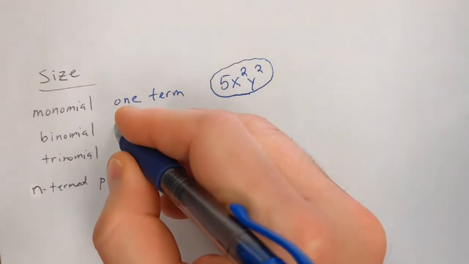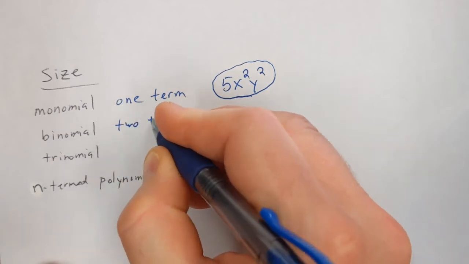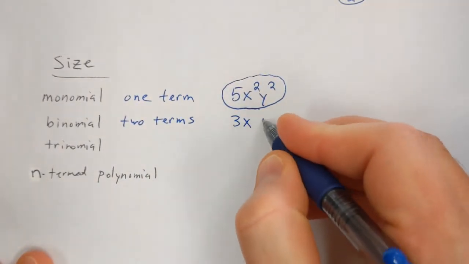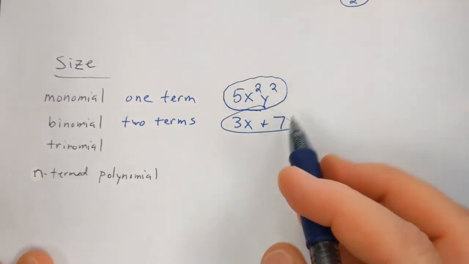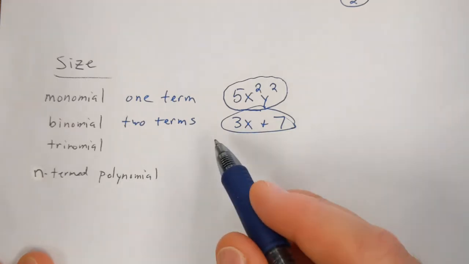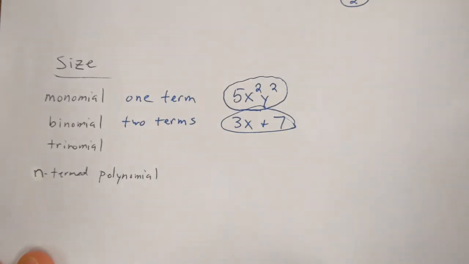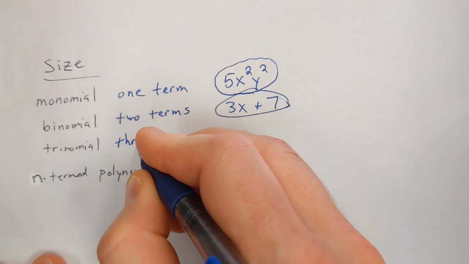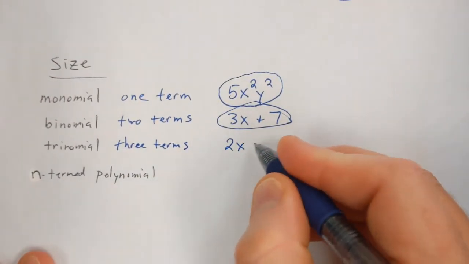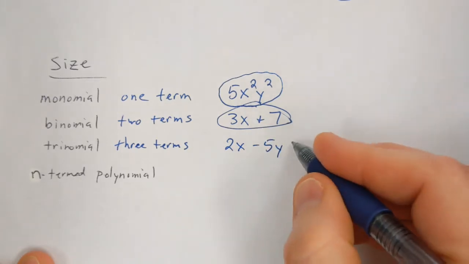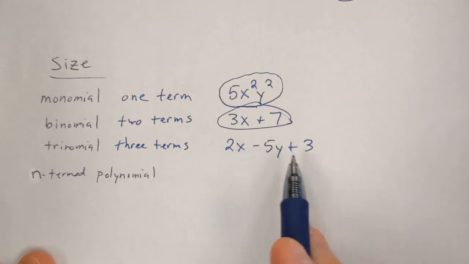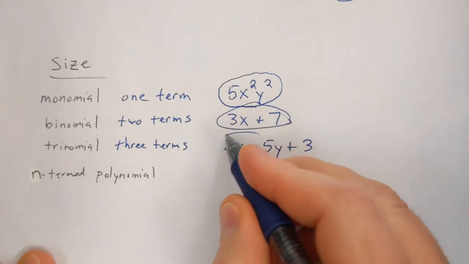Now on the other hand, a binomial would be a polynomial that has 2 terms. So if we had something like 3x plus 7, since there is an addition in this polynomial, it separates us into 2 terms, a 3x and a 7. That's called a binomial. And then trinomial means 3 terms. So if we had something like 2x minus 5y plus 3, here we have an addition and a subtraction. It divides it into 3 terms. This is called a trinomial.